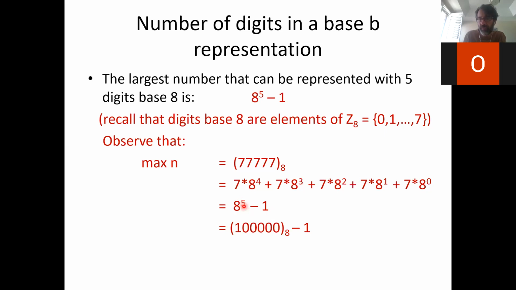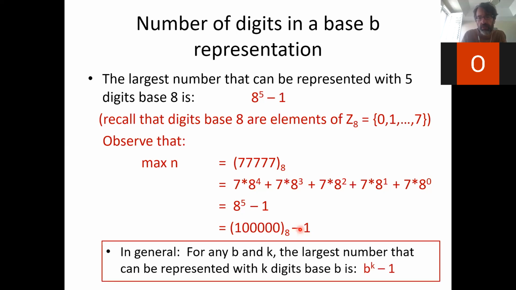the 8 to the 5, right, is represented as the smallest 6-digit number in base 8, right? The smallest such number has to start with a non-zero, and since I want the smallest, I have to fill the other digits with a 0, right? So this is the smallest that uses 6 digits, and this is the largest that can be represented with 5 digits, and it's a good thing that they differ just by 1, right? So the system is efficient. I don't have gaps in it.